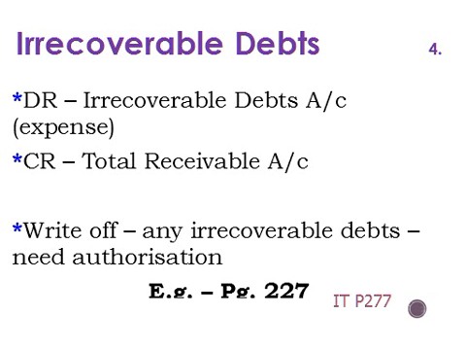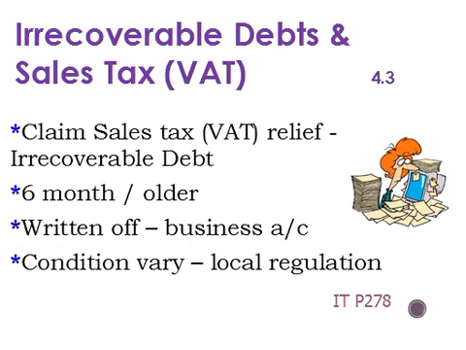The double entry for an irrecoverable debt is as follows. Debit: irrecoverable debts account, an expense. Credit: total receivables account. In order to write off any irrecoverable debts, it needs to be authorized by a senior official in the company. For an example of how irrecoverable debt is recorded, see page 227 of your interactive text study guide.